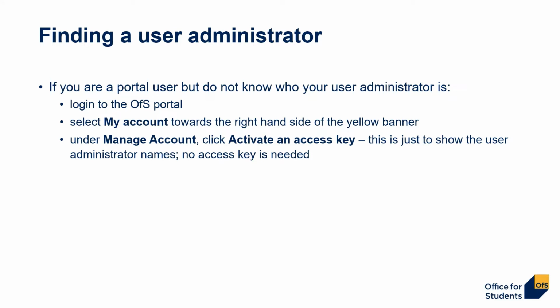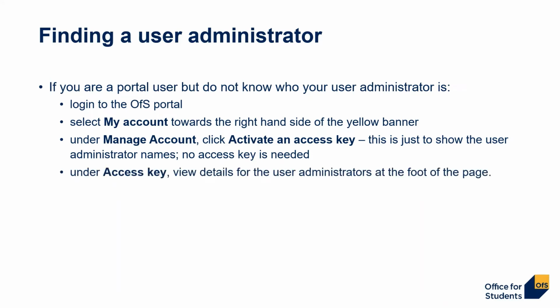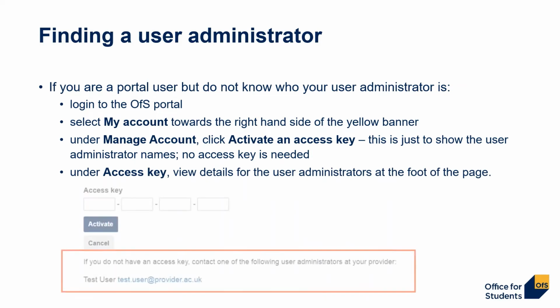You will then be taken to the Activate Key screen. Here, under the text Access Key, you can ignore the 4 input boxes and instead look at the list of names and email addresses underneath. You can then use this to contact your user administrators and to ask for access to the relevant survey area.